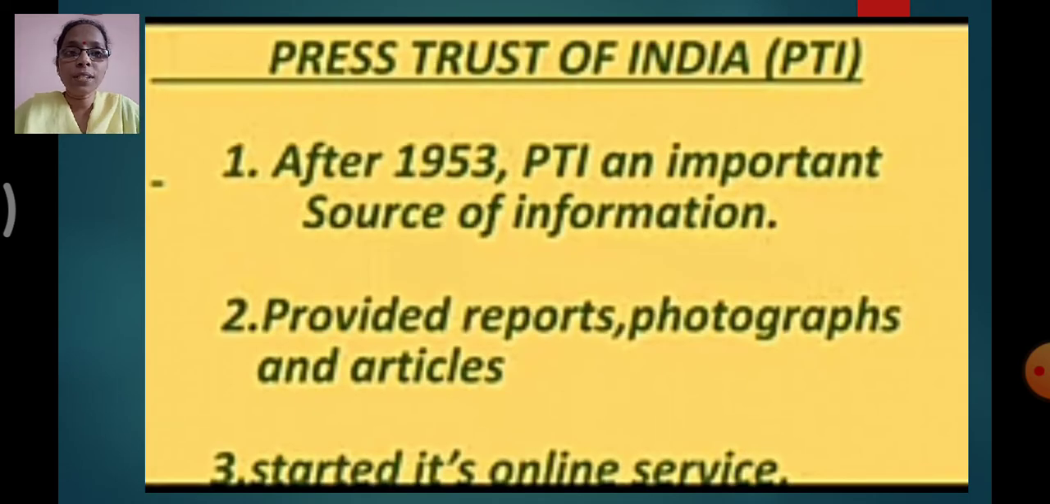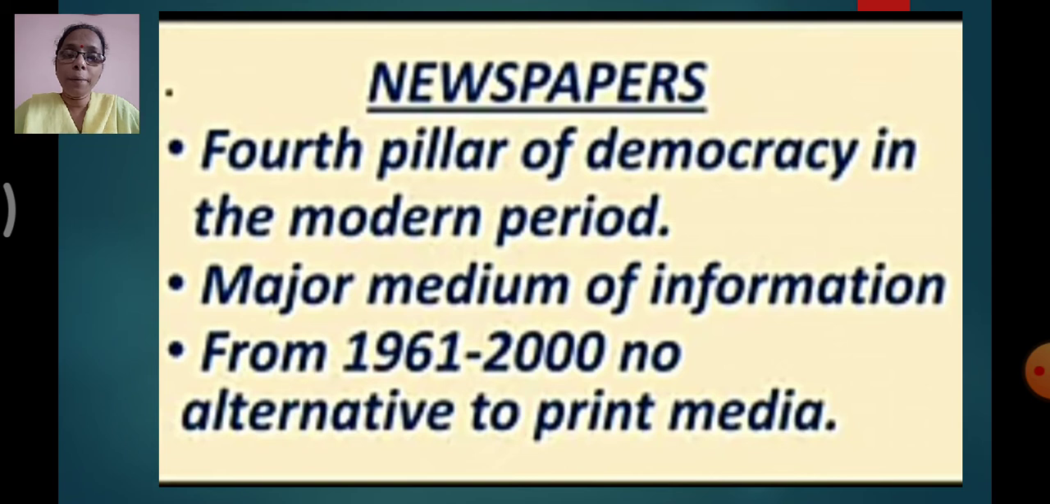Now the next was the Press Trust of India, that is PTI. After 1953, PTI acted as an important source of information, and it provided reports, photographs and articles. Also, it started its online service later. Now, newspapers play a major role as a written source. It is said to be the fourth pillar of democracy in the modern period, and it was one of the major mediums of information.